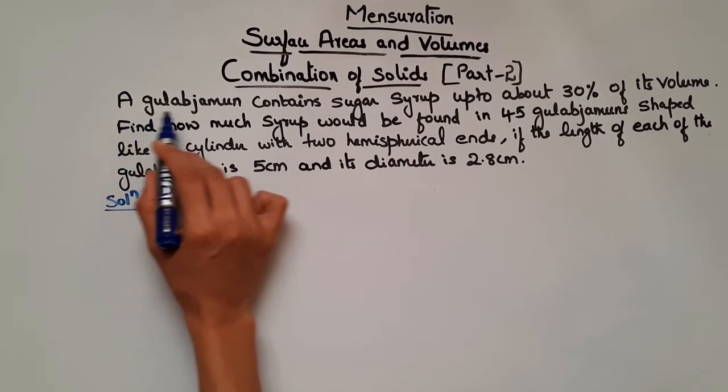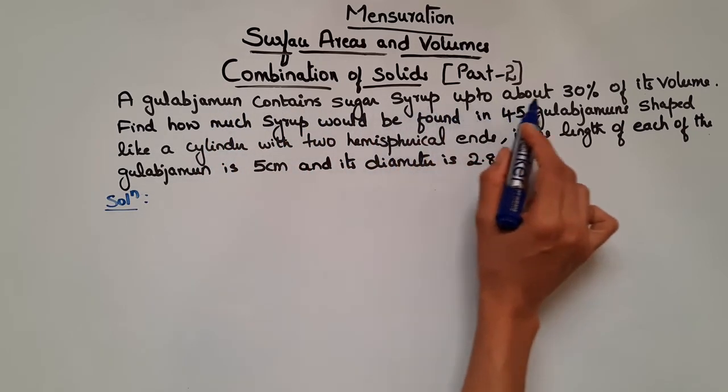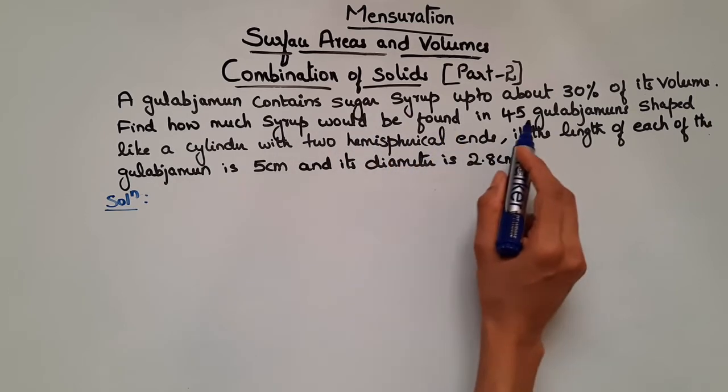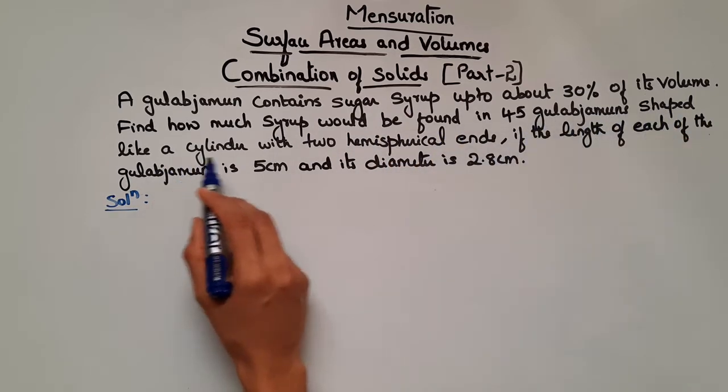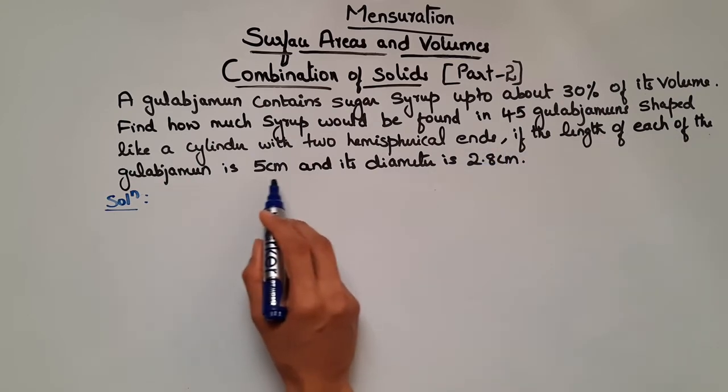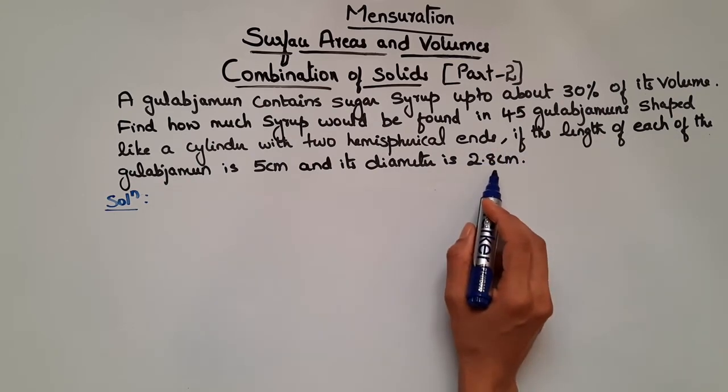Here it says, a gulab jamun contains sugar syrup up to about 30% of its volume. Find how much syrup would be found in 45 gulab jamuns shaped like a cylinder with two hemispherical ends, if the length of each of the gulab jamun is 5 cm and its diameter is 2.8 cm.